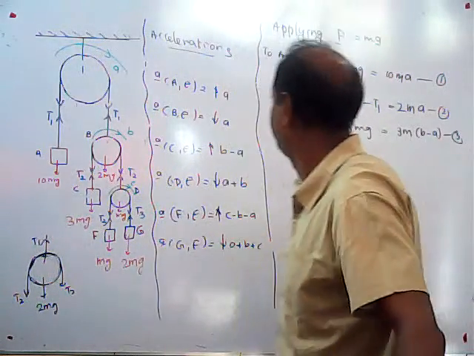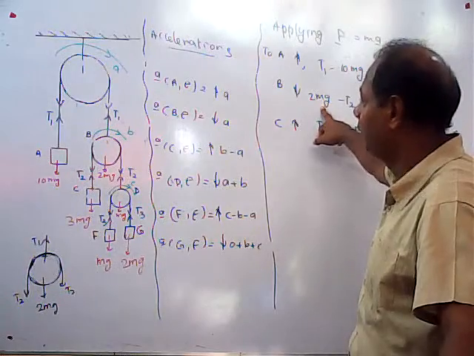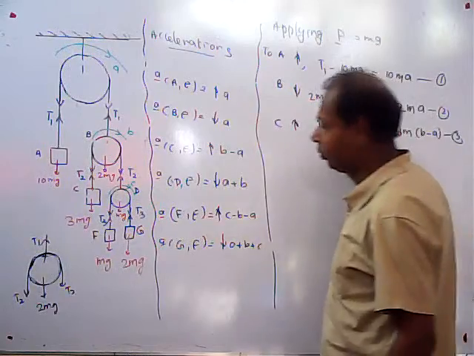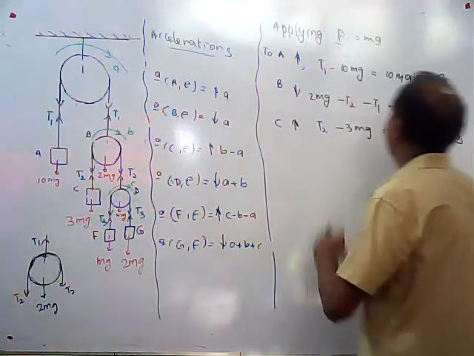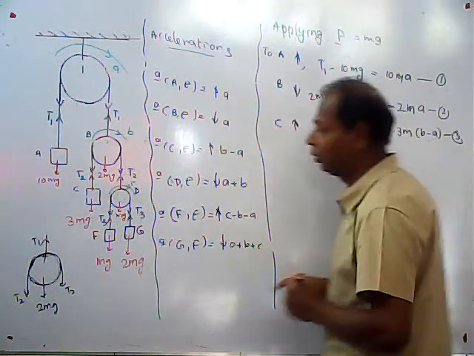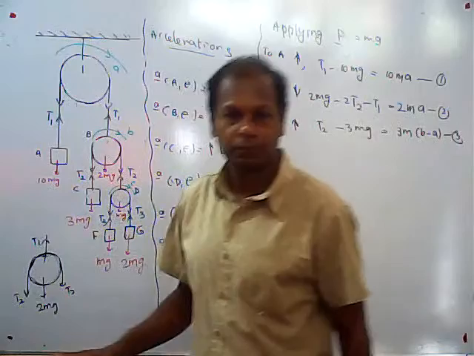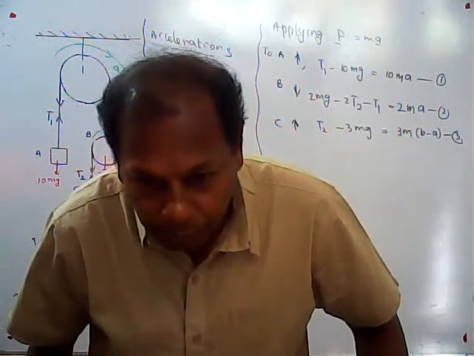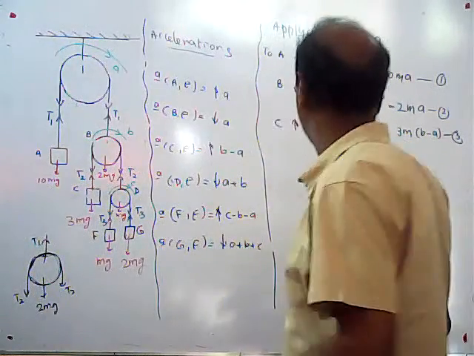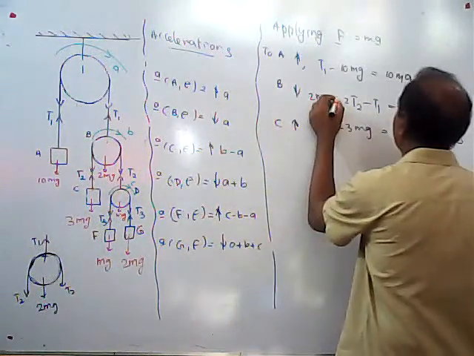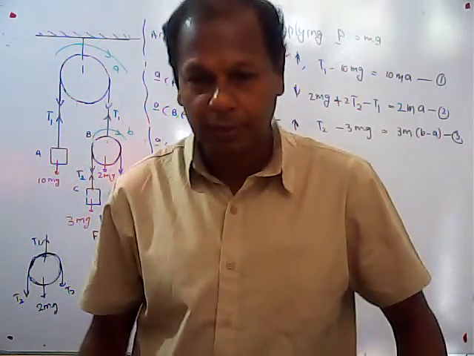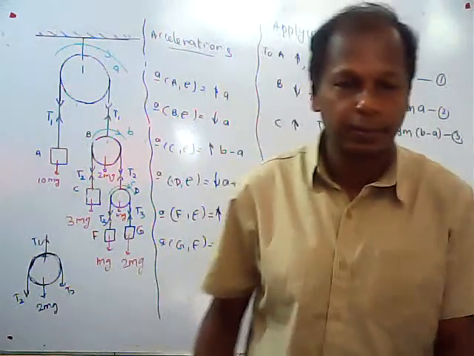For B downwards, yeah, it has to be minus 2T2. I told it, but when I wrote it, I wrote it incorrectly. There are two T2s. Yeah, it should be plus 2T2. Downwards, yeah, plus 2T2. Yes. Yeah, plus 2T2. Yeah, I agree.